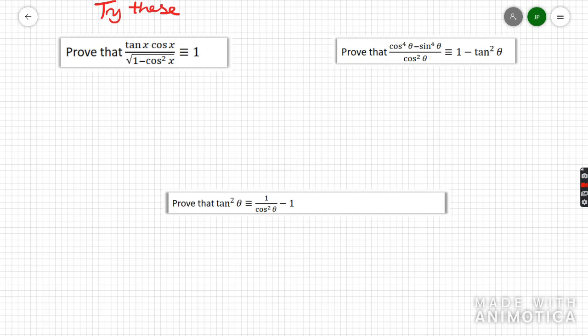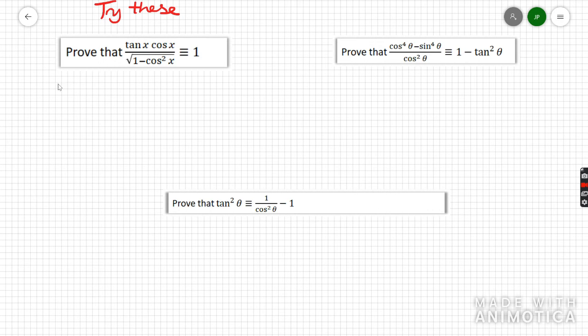Okay guys, right, let's have a run through. Now these do actually look a little bit nastier, okay, but they shouldn't be any different to anything else. So first one, I've got a tan x, so let's deal with that first.